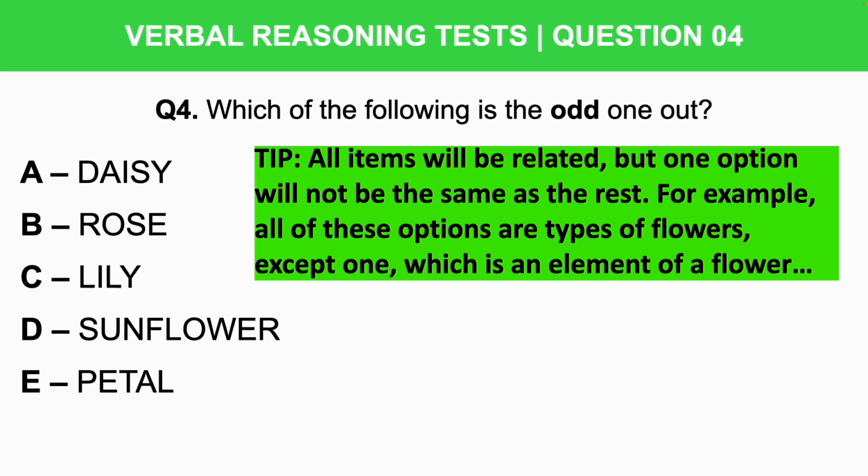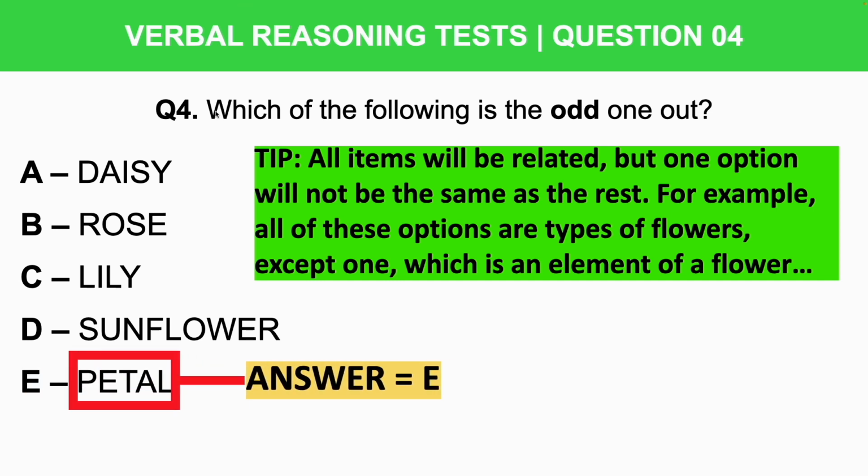For example, all of these options are types of flowers, except one, which is an element of a flower. So the correct answer on this list, the odd one out, would be option E. So you can see daisy, rose, lily, and sunflower, they are all types of flowers. However, petal is an element of a flower. Therefore, it's the odd one out.